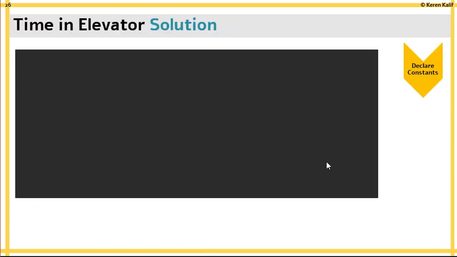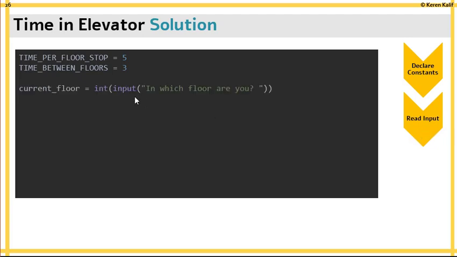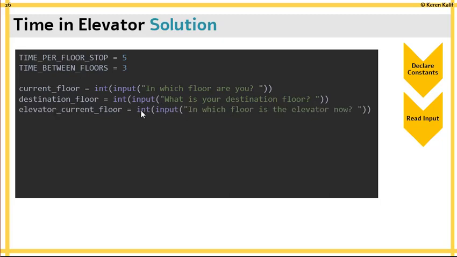So here it is. First of all, declare the constants. Time per floor stop is 5. Time between floors is 3. Next, I need to read the input. 3 inputs. Current floor. This is a whole number, that's why I convert the input to int. In which floor are you? Second input: what is your destination floor? Also an int input. And a last input, in which floor is the elevator now, also an int input.